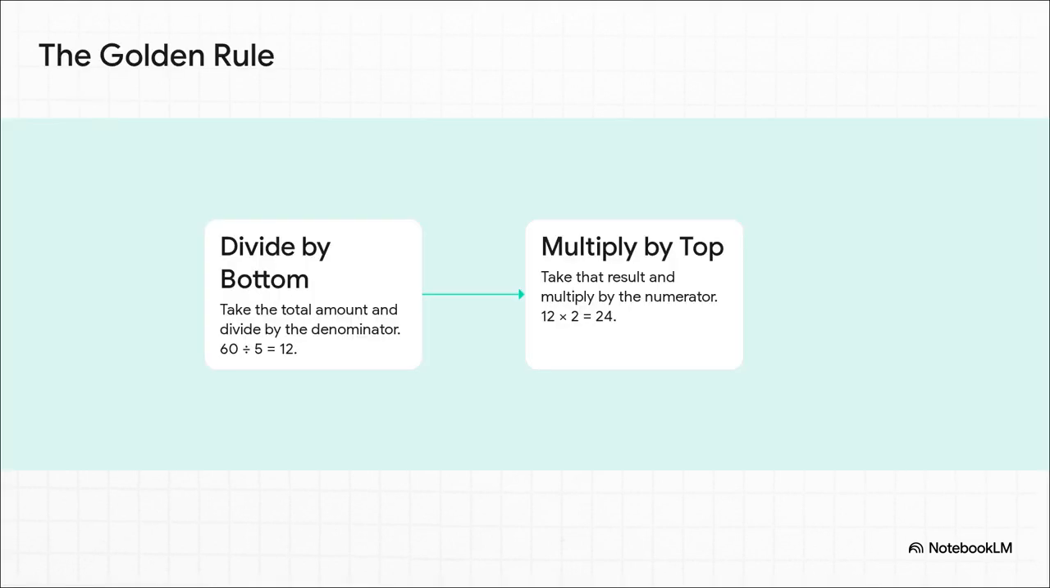So how do we work this out? Well, there's a golden rule, and it is super simple to remember. You just divide by the bottom number, and then you times by the top number. So first step, we take the total goals, 60, and we divide by the bottom number, which is 5. That gives us 12. Step 2, you just multiply that answer, 12, by the top number, 2. And boom, there's our answer, 24 goals. Our star striker scored 24 of the team's 60 goals. Not a bad season at all for them. See how that one simple rule makes it totally straightforward?